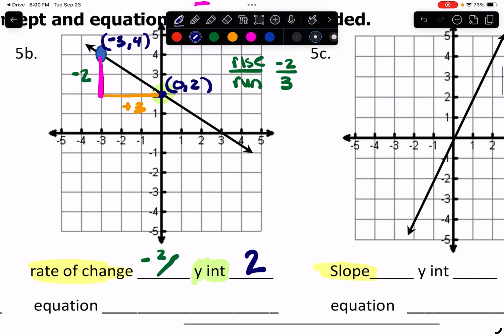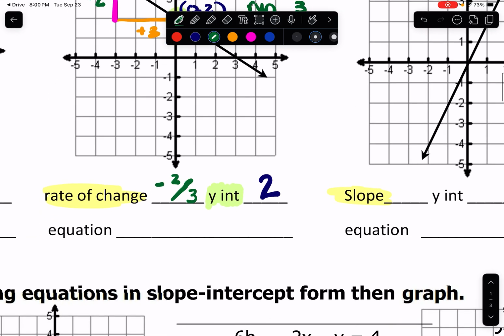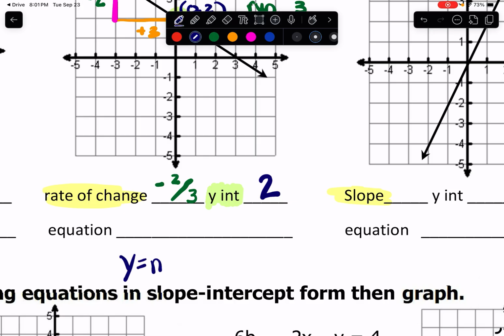And I erased my slope. There should be a 3 right here. Now your equation always is in the form y equals mx plus b. That's slope-intercept form. The m in front of the x is your rate of change. The y-intercept is your b.